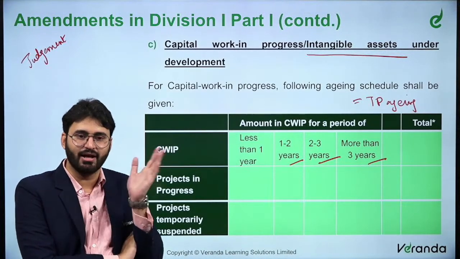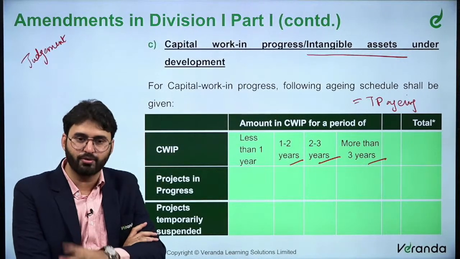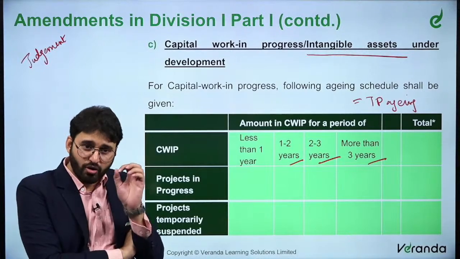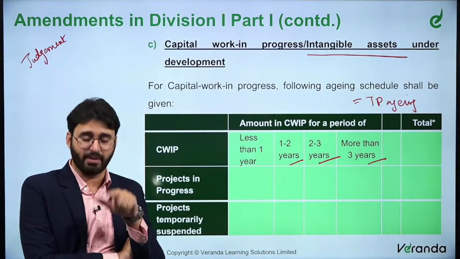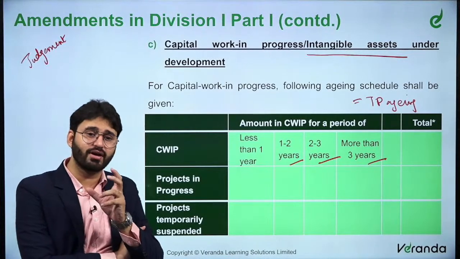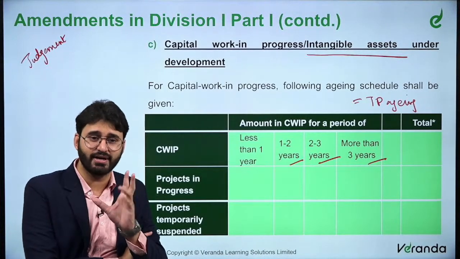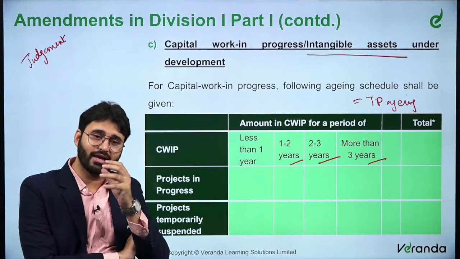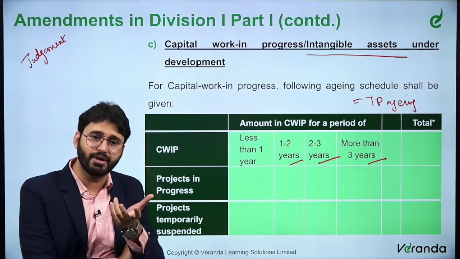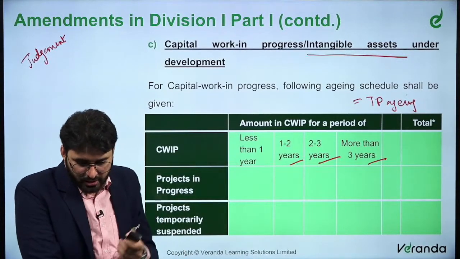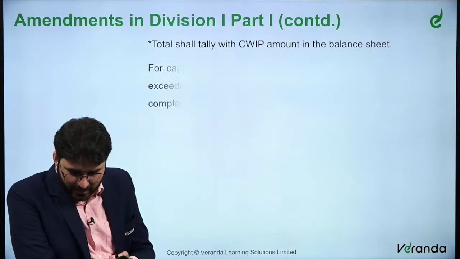that's the balance sheet date. Whatever the period is, that has to be put here. If it's less than 1 year, 1 to 2 years, 2 to 3 years, whatever it is. So the most important thing practically is the bifurcation between projects in progress and projects that are temporarily suspended. The word temporarily suspended has a lot of judgment attached to it. It will depend upon case to case, company to company, and nature of operation to nature of operation. Clear? So this is on the CWIP.